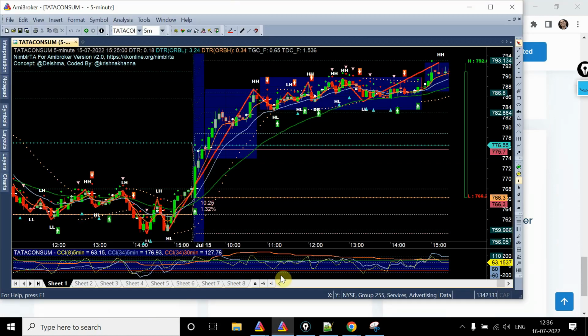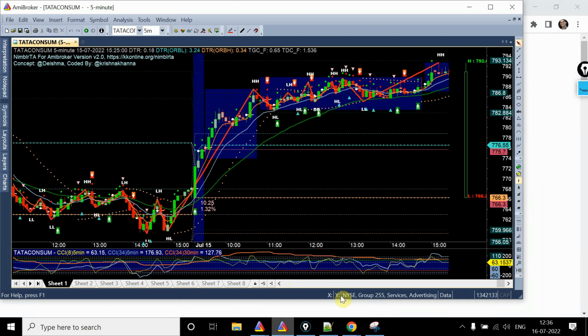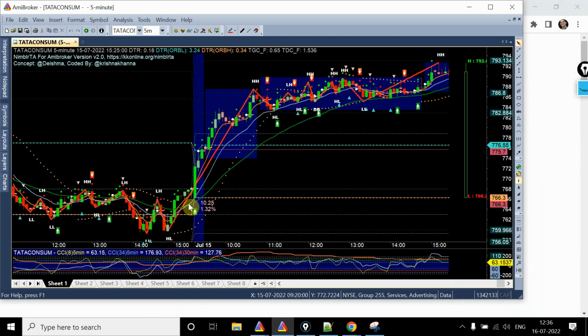So for today's discussion, for example, Tata Consumer. At this moment, it gave you a buy. It was an impulse buy. I had entered this particular trade. So that is the point I entered. And somewhere over here, around 783 or so, I had exited. So I got a good scalp within a couple of minutes itself.